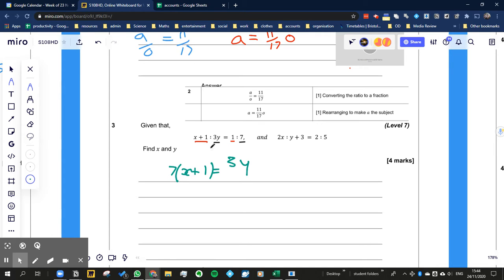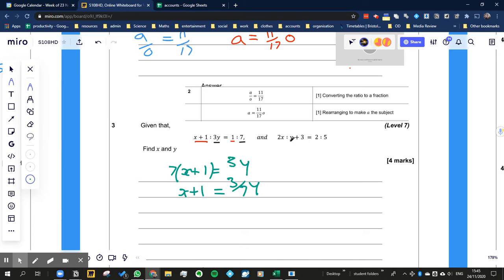Well, the reason is because the bit on the left is one. What the ratio is saying is that the bit on the left is much smaller than the bit on the right by 7 times. Okay, so x plus 1 multiplied by 7 would be equal to that. So you could then divide it out and say x plus 1 is equal to 3/7 of y.